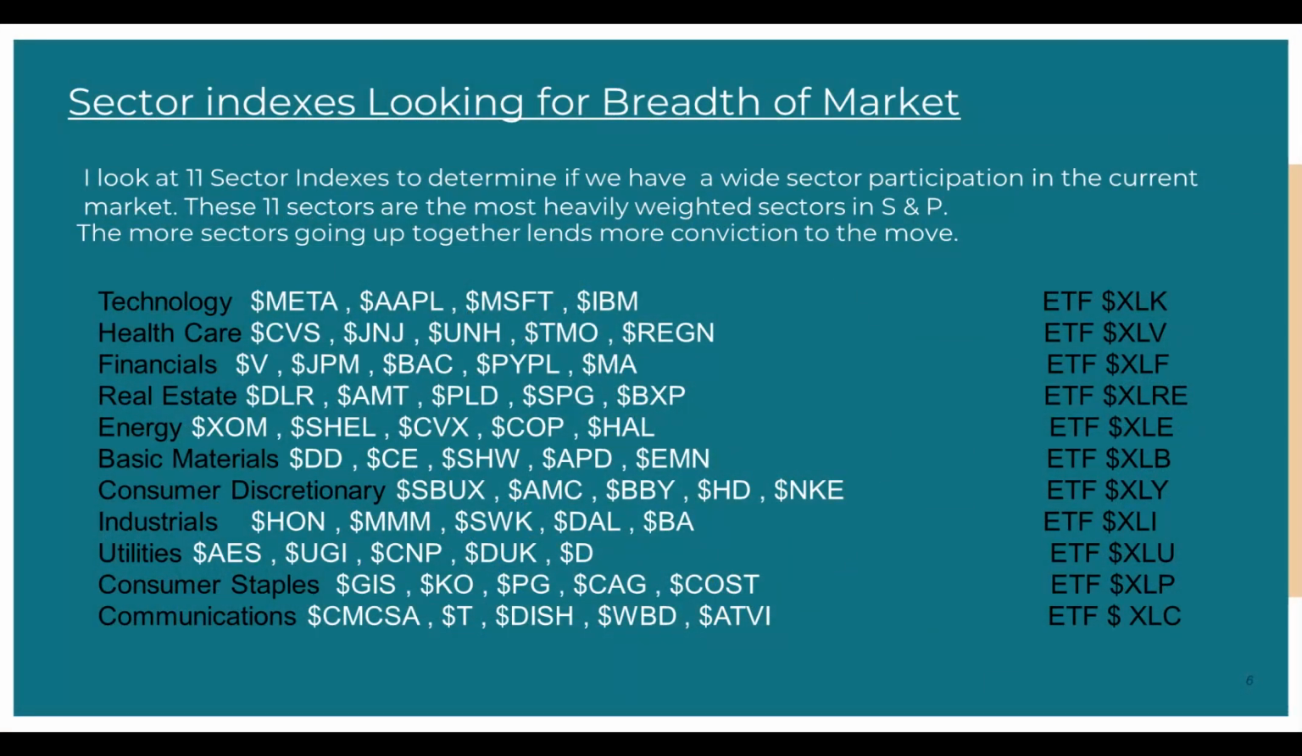Okay, here's just a real quick slide on the sector indexes, looking for breadth of the market. I just have all 11 listed here too, but beside them, I have different examples, like for technology, Meta and Apple, healthcare, CVS, J&J, financials, Visa, JP Morgan, so on and so forth, for all the different sector indexes. Some of the more heavily weighted stocks in each one of those ETFs. On the right-hand side, I have the ETFs listed, XLK's technology, XLV, healthcare, so on and so forth.